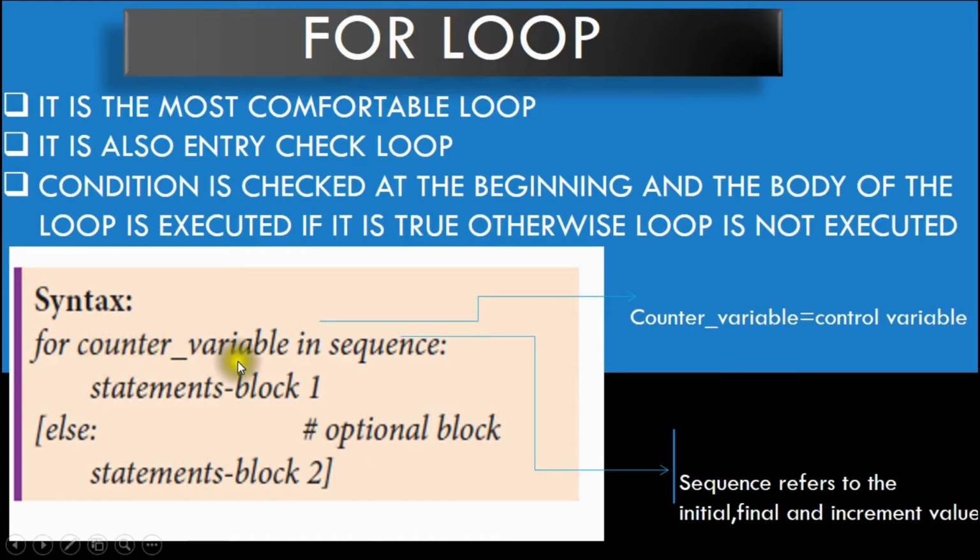Here, counter variable. Last year we studied control variable, isn't it? That is counter variable. Here the counter variable is like the control variable in C++. Then sequence. Sequence refers to the initial, final and increment value. That is, last year we studied i is equal to 1, i less than or equal to some value, i plus plus. So, that is accomplished by sequence in Python.